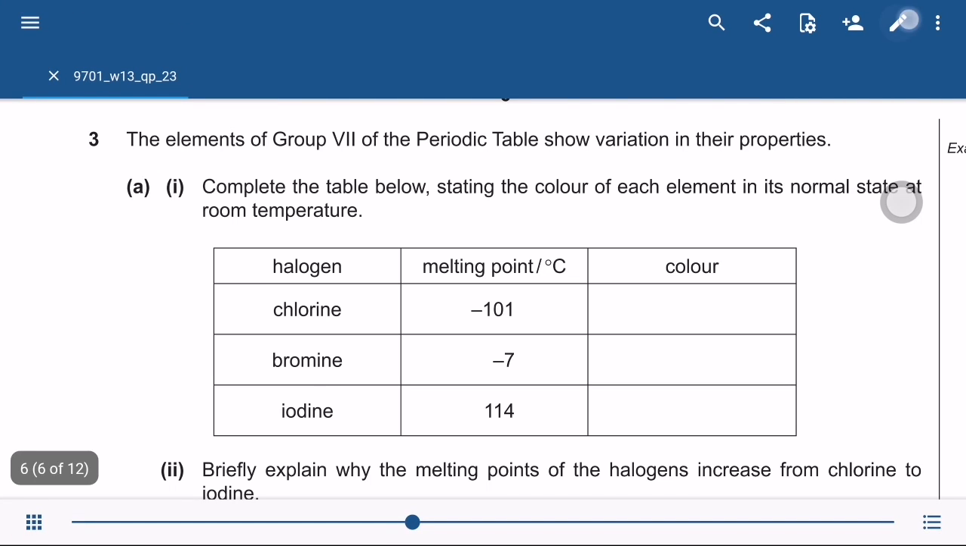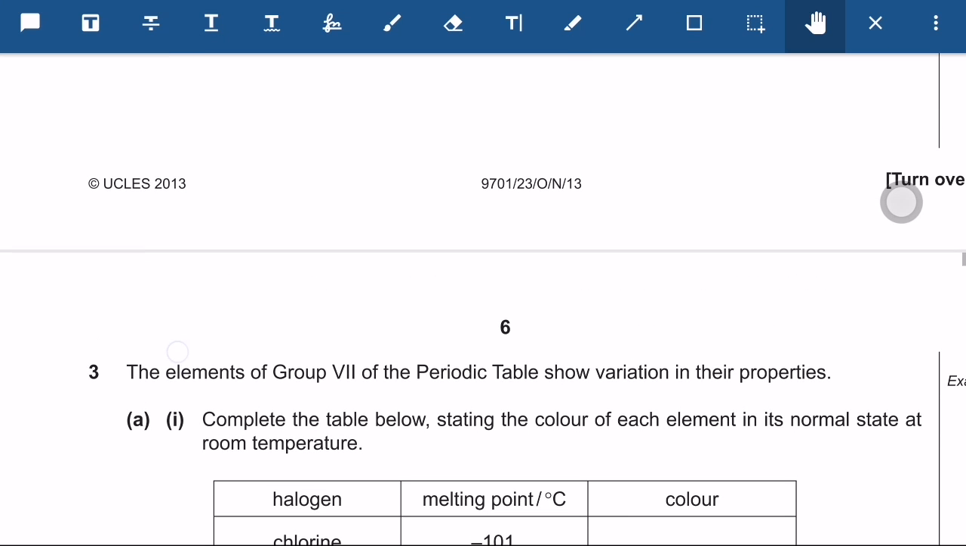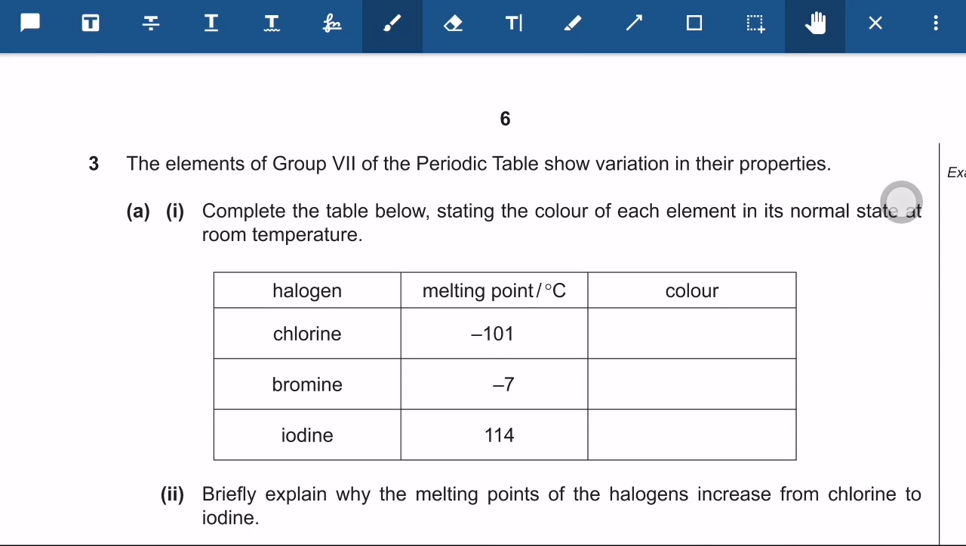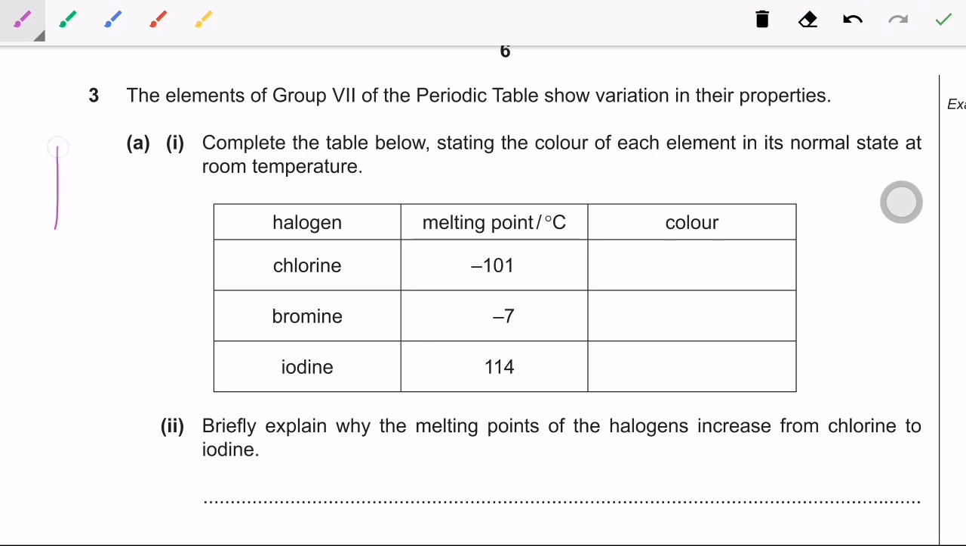Hey guys, so I'm back with question 3 of October/November 2013 Chemistry 9701 Paper 23, which is Paper 2 variant 3. This is for the AS level. I hope you know that. Let's start off.